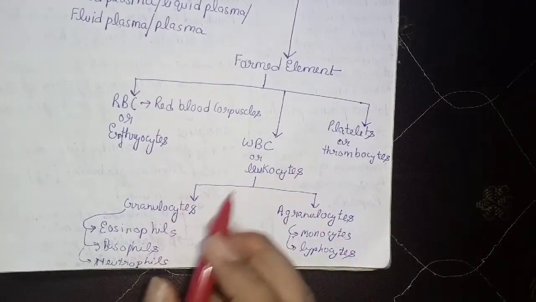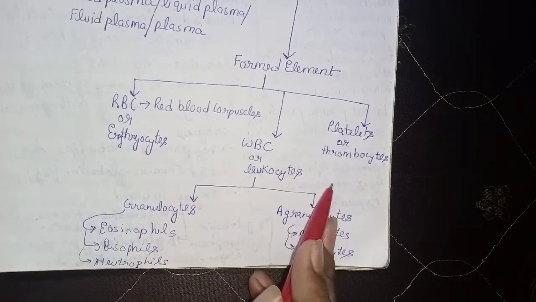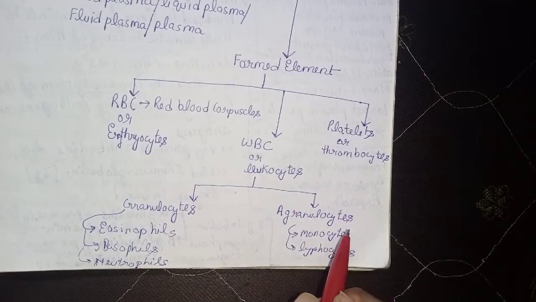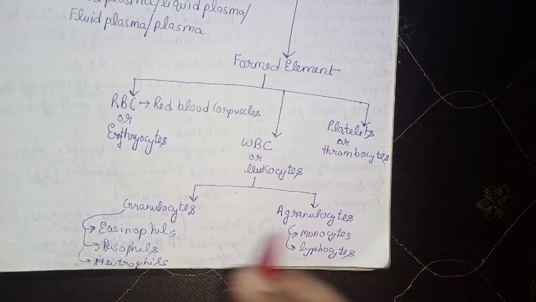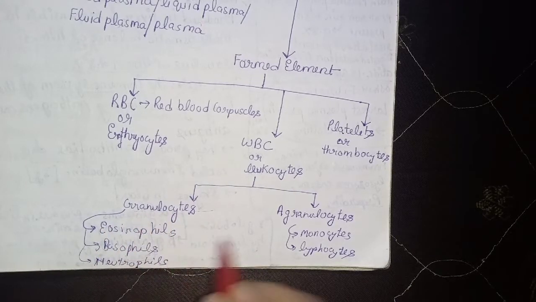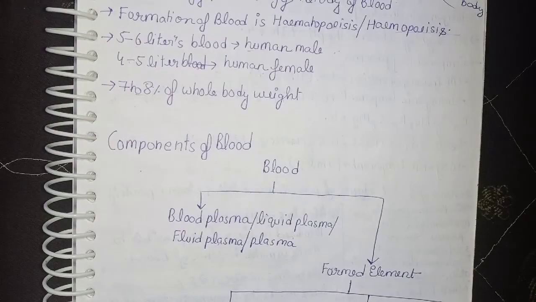Leukocytes are again classified into two types: granulocytes and agranulocytes. Granulocytes are those which contain granules. Agranulocytes are those which do not contain granules in the cytoplasm. So the granulocytes are eosinophils, basophils, neutrophils. Agranulocytes are monocytes, lymphocytes. So this completes our topic on connective tissue.